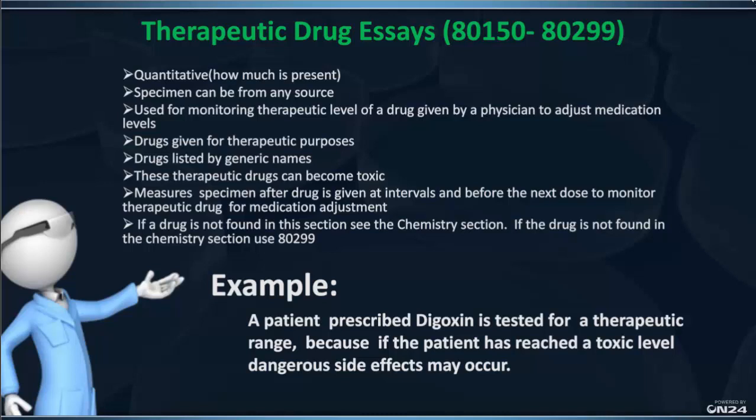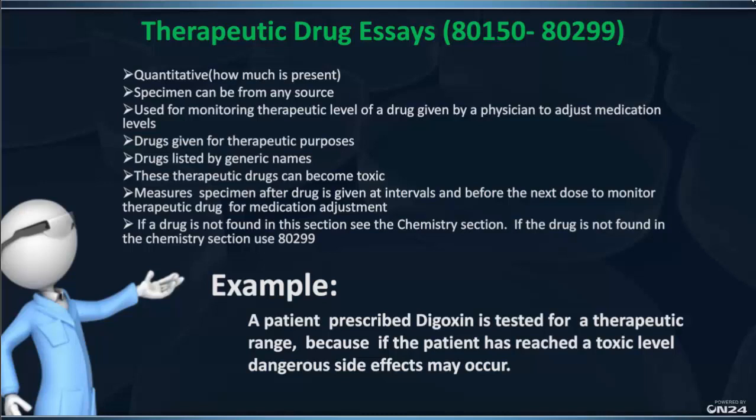These drugs are given for therapeutic purposes to the patient in the first place. They are listed based on generic names. And basically, what they do is they measure the specimen after the drug is given to the patient in intervals before the next dose to monitor the therapeutic drug for medication adjustment. If a drug is not found in this section, you will need to go to the chemistry section. If the drug is not found in the chemistry section, you will have to use code 80299.